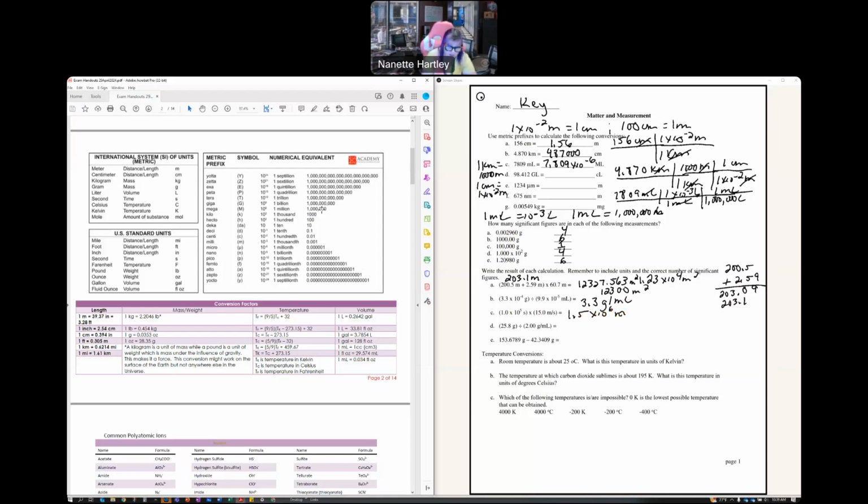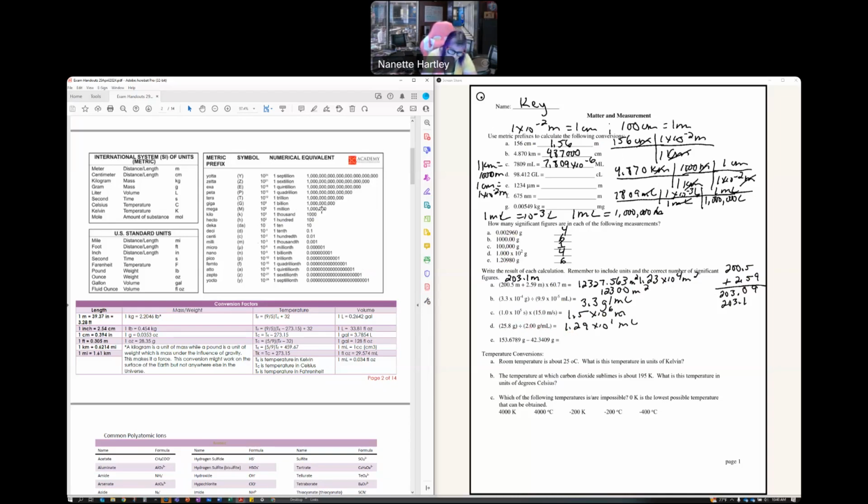Let's take a look at the next one. 25.8 divided by 2.00. Now, I do this math, and I get 1.29 times 10 to the 1st. This is grams per milliliter. So since I'm dividing, I end up with milliliters as my answer. And it makes sense that it's 3 sig figs because there are 3 here and 3 here. So the answer should be 3 sig figs as well.